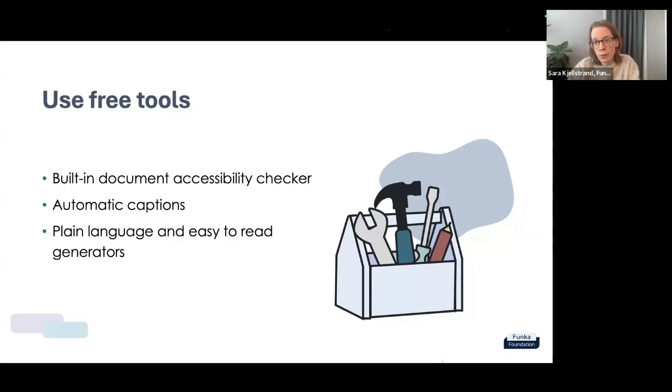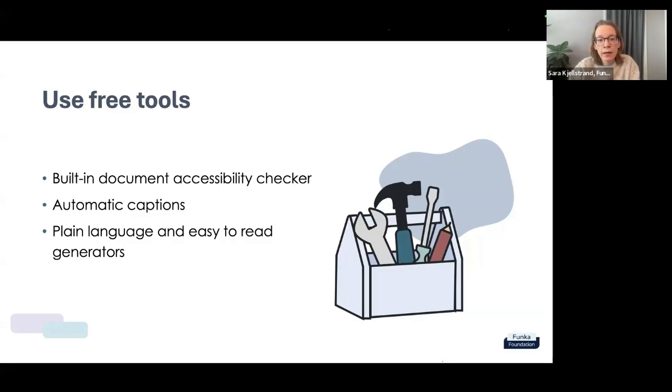I mean, in most word processing programs, you have built-in document accessibility checkers. They may not fix exactly every single issue, but they go a long way toward making a document more accessible than if you haven't looked at it at all. There are automatic captions in most different programs and software, both for meetings and also for videos.